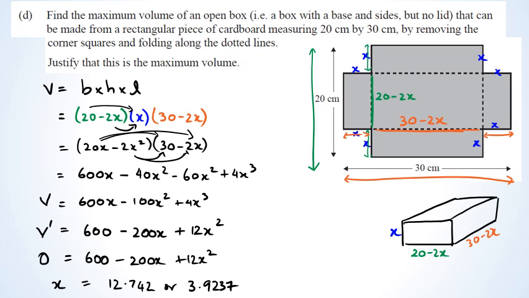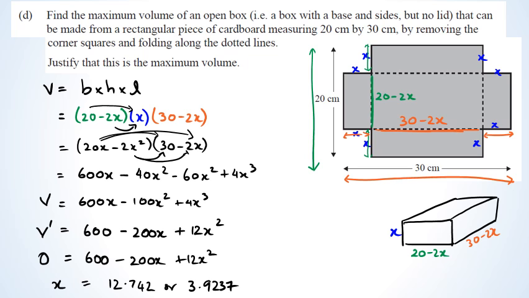Now at this point, we got to try and figure out what the volume is. And I guess the first thing to realize is that x actually can't be 12.742. Okay. Now you might be going, well, how did he figure that out so quickly? Because think about it. Just roughly, 12 times 2 is about 24, right? And one of your sides is actually only 20.